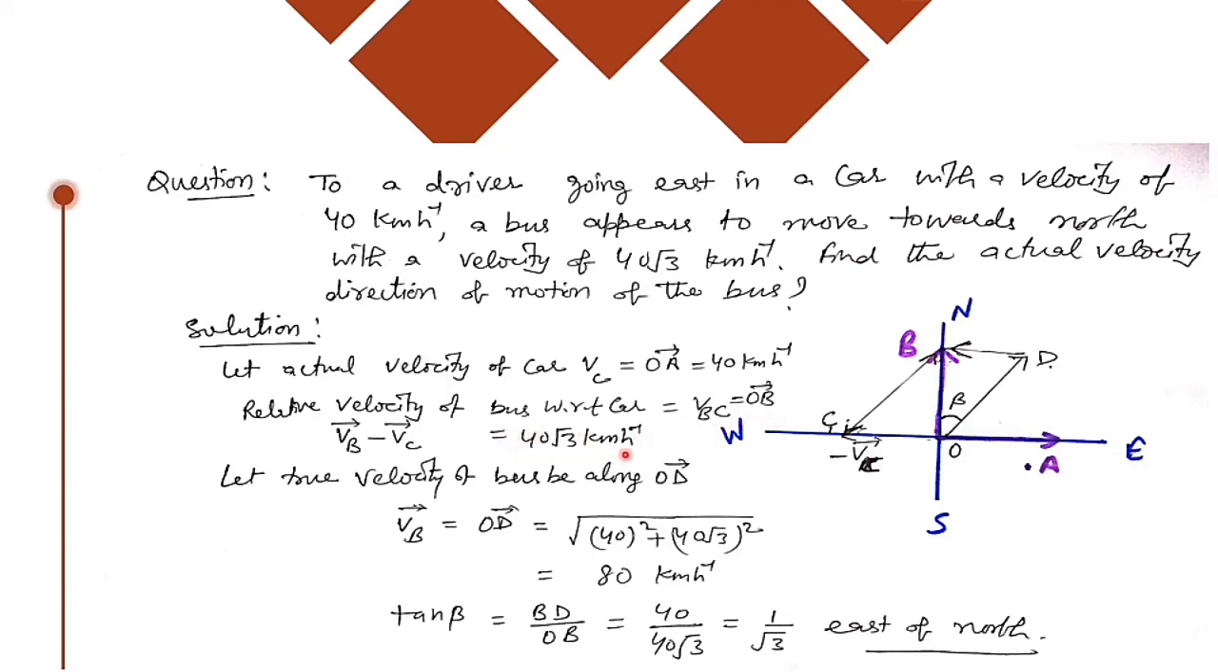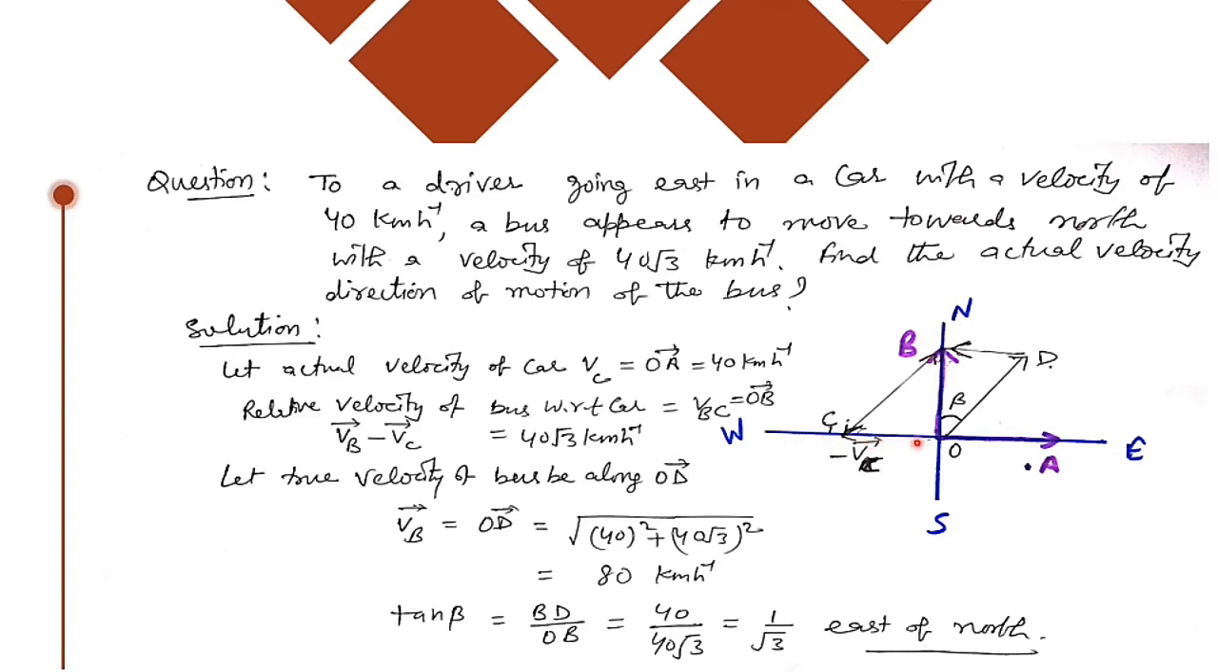If I write it with the formula, the relative velocity of the bus with respect to the car means the negative of VC is to be taken. So it is VB minus VC, and VB minus VC is given as 40√3. Now I want to find the true velocity. The actual velocity of the car is towards east, but the negative velocity is towards west. Of course, you have to simply change the direction.